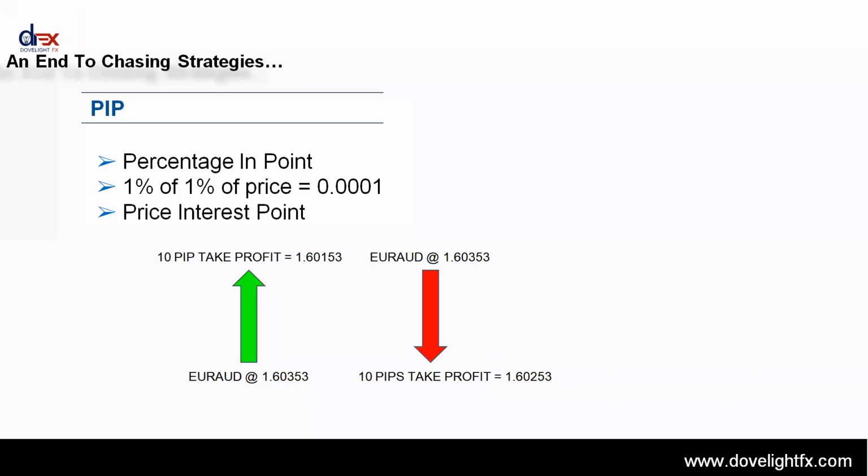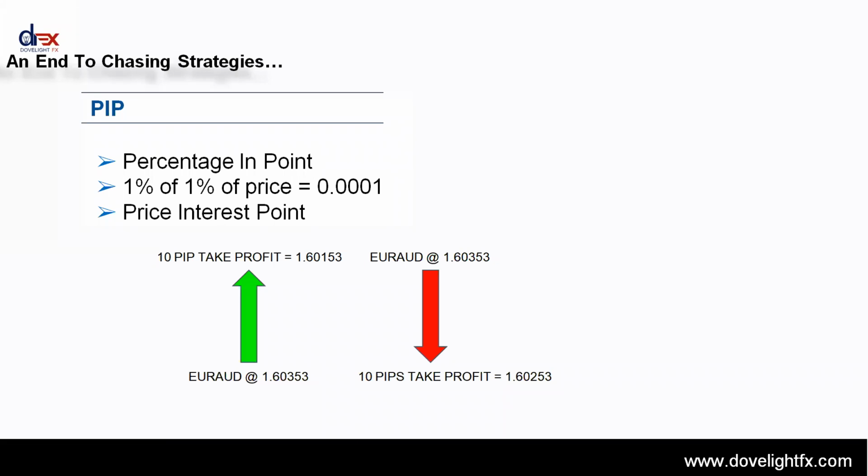So in the Forex market, let's assume this is our Euro AUD example once again. I said we have 1.60353. What is going to be a 1 pip change in this price? If this price was to move 1 pip, Betty, one pip move in Euro AUD 1.60353 is going to be what?